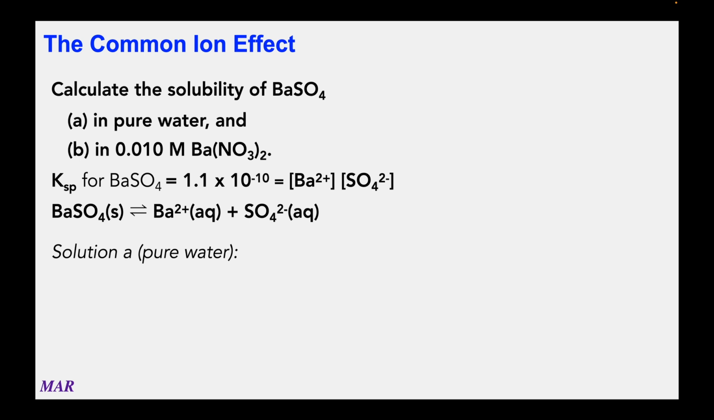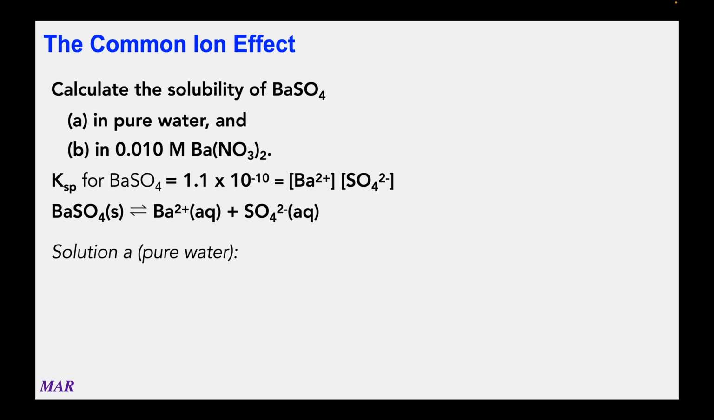All right. So in pure water, we're just going to calculate the solubility. Solubility will equal the barium 2 plus. It'll also equal the sulfate. So what we'll do is we'll let X equal the barium ion concentration and the sulfate ion concentration. So KSP equals X times X, or X squared. We'll solve for X and we're good to go.